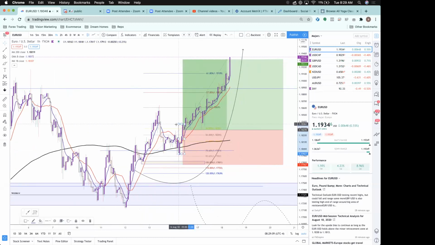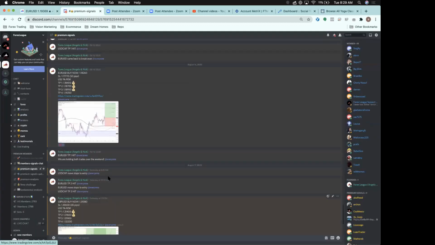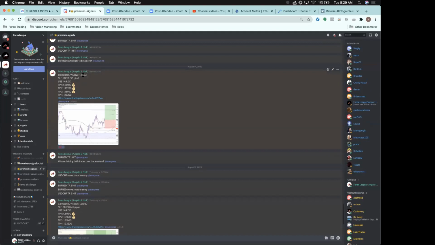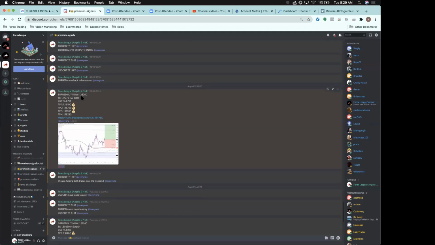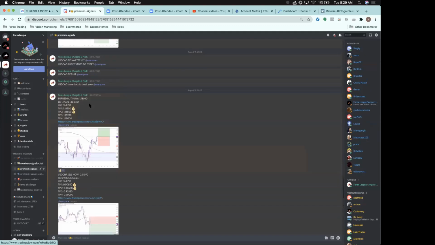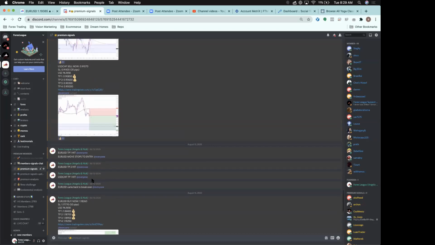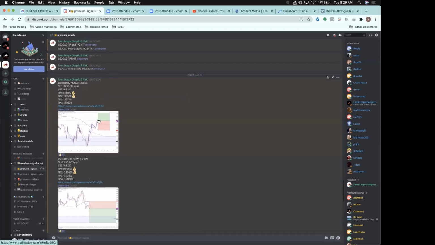This was the entry, in signals. It was right at 1.18280, right around there. If I come into the signals chat, Euro USD 1.18260 was when the signal was given out. And we even signaled this earlier in the week, but we pulled out of it. Euro USD came back to break even. So we were just protecting ourselves.